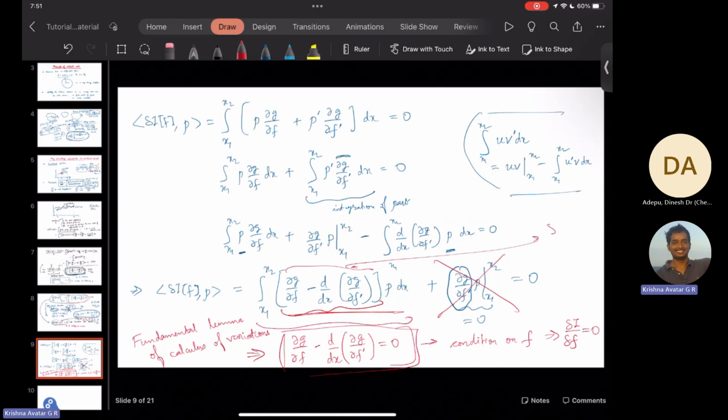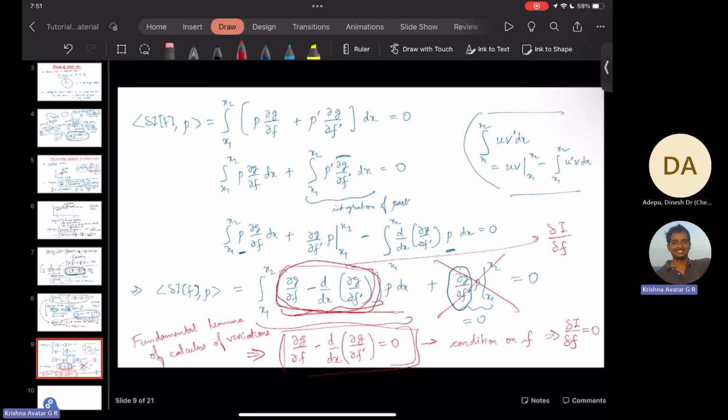So this term can also be denoted as the variational derivative of I with respect to f. Mind you, this does not mean anything you can actually visualize. However, you see that this term is independent of any new parameters, isn't it? That's why we call this the variational derivative of I with respect to f. This is the actual variational derivative.